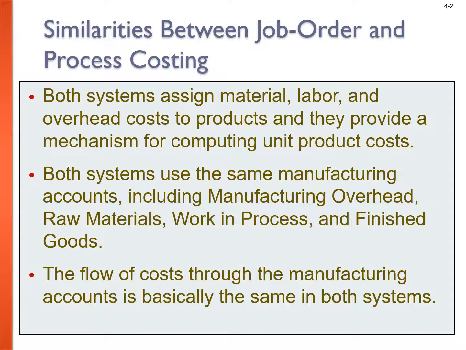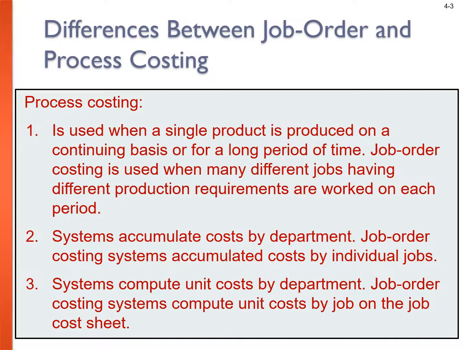Both systems assign material, labor, and overhead cost to product. So that doesn't change. Whether you are doing a job order or process costing system, you're still applying those three major items. Both systems still use your manufacturing accounts: manufacturing overhead, raw materials, work in process, and finished goods. And the flow of costs are the same. They go from raw materials into work in process, from work in process, eventually to finished goods. We assign manufacturing overhead. But here's your major differences.